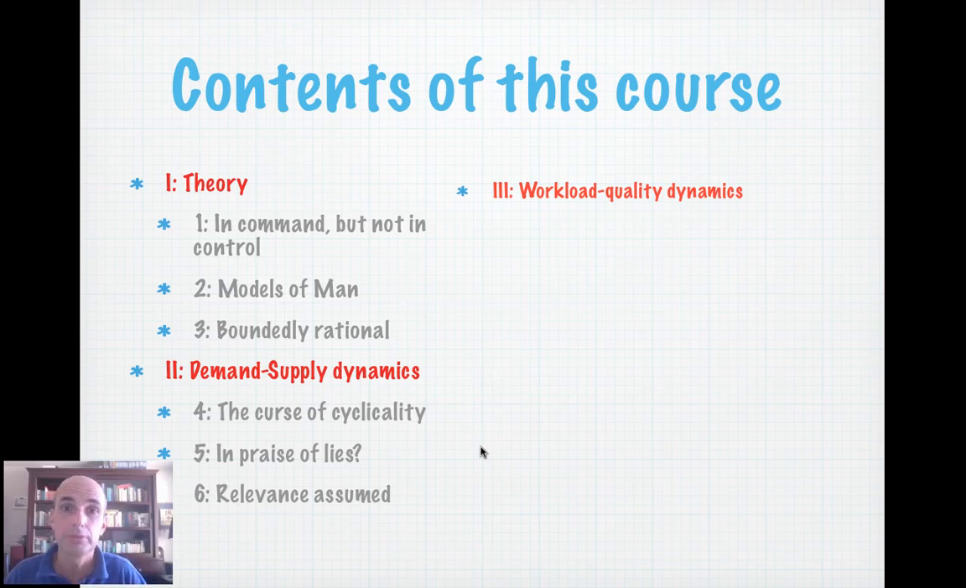The third part of the course is about workload quality dynamics. So not just the volume changes a lot, but there are issues of quality as well. There's an example that we call the boiled frog, from a case of a new product development example where a big project, 100 man years, tens of millions of euros, completely failed because people didn't timely appreciate the fact that the project was running late.